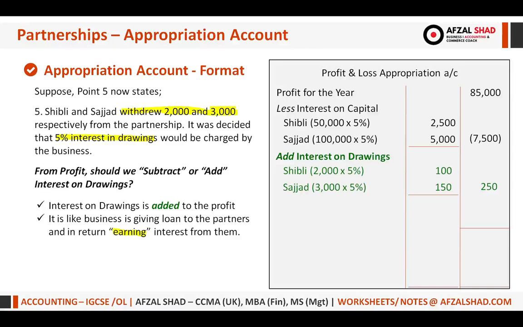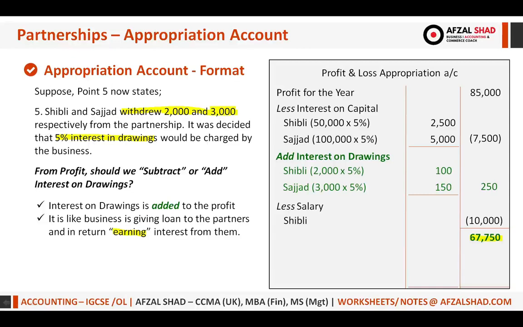Remember, this is the only thing which is going to be added in the profit and loss appropriation account, that is interest on drawings. The rest of the things are deducted. Then the rest of the things remain the same. Shibli got the salary of 10,000, and now you see that the amount of residual profit is changed. Previously it was 67,500, right now it is 67,750. Why is this changed?